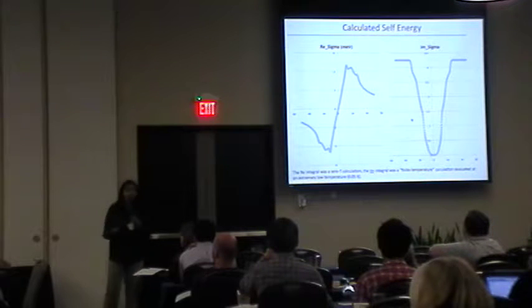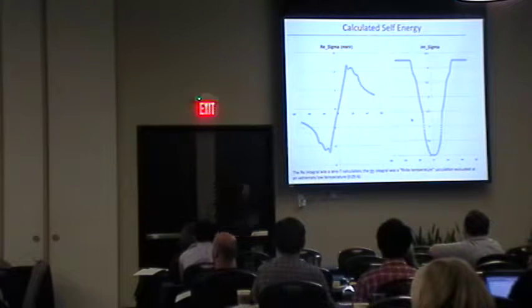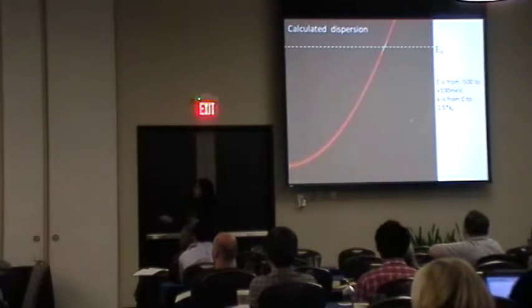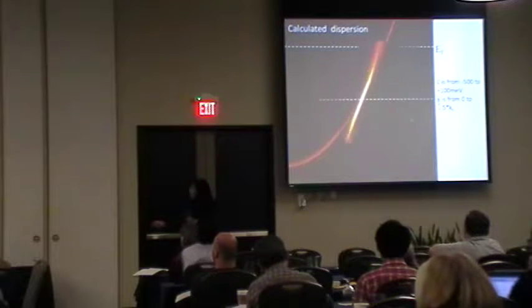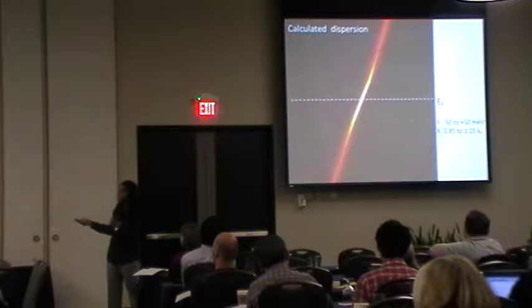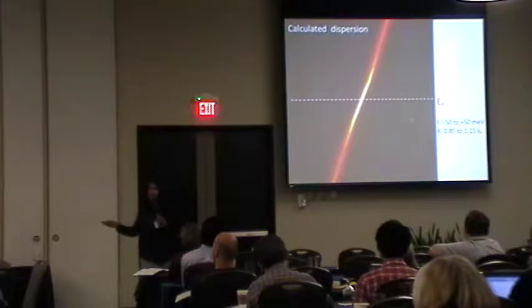The real and imaginary parts of the self-energy. It's not a very complicated calculation, but now let's see what this tells you about the dispersion. Here's the dispersion of copper, and here you can see, if you zoom in, close to the Fermi energy, due to electron-phonon coupling, you get this kink right here at the Fermi energy.